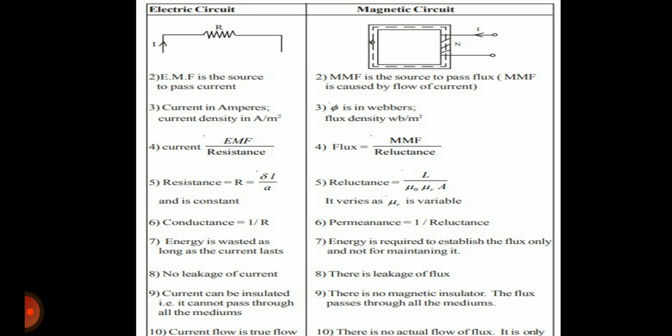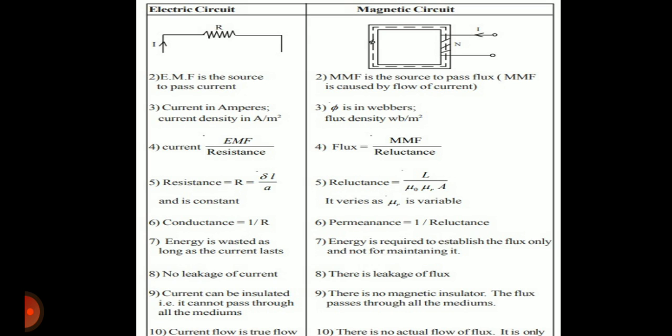The electric circuit has components like resistor, inductor, capacitor, and the magnetic circuit has the magnetic core and one coil wound on it. EMF is the source to pass the current. If you want to pass the current through the circuit, we need the electromotive force, and MMF is the source to pass the flux. So if you want to pass the flux through the core, then we have to generate the magnetomotive force.